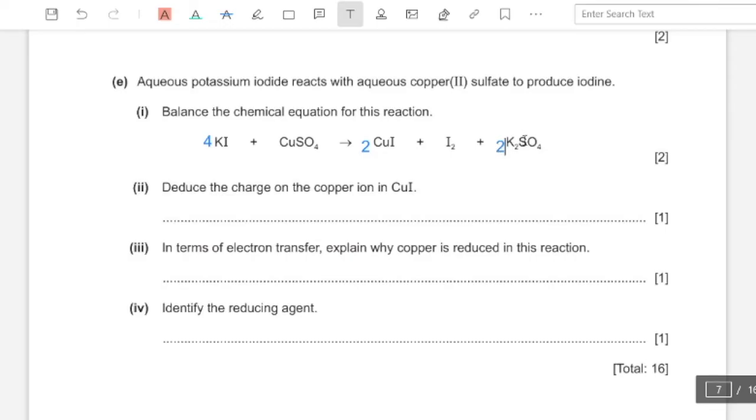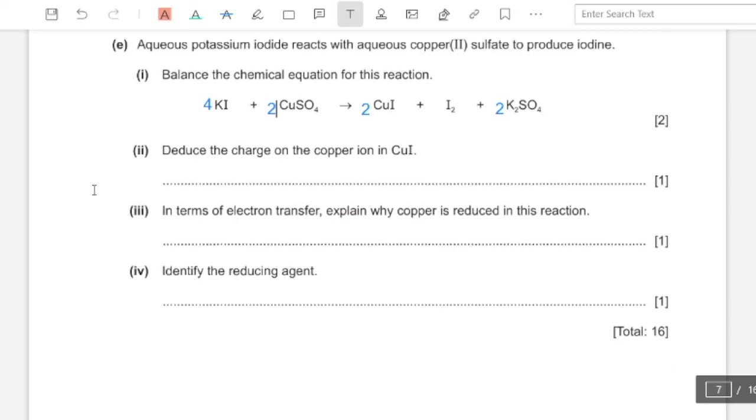and this gives us 2 sulfur atoms and 8 oxygen atoms. When we write 2 over here, we get the same number of atoms of all 3 elements, since copper over here also had 2, and now it has the same number of atoms on the reactant side as well.